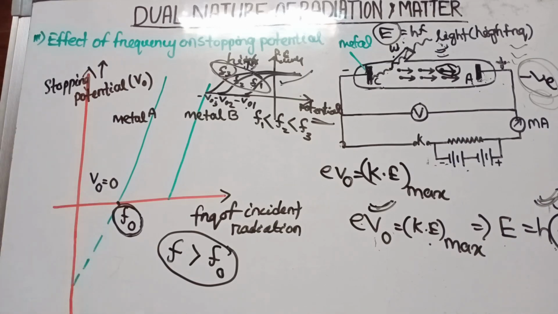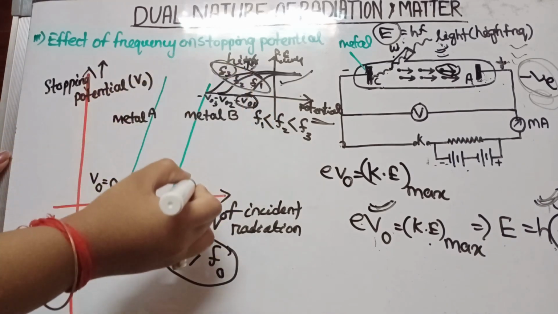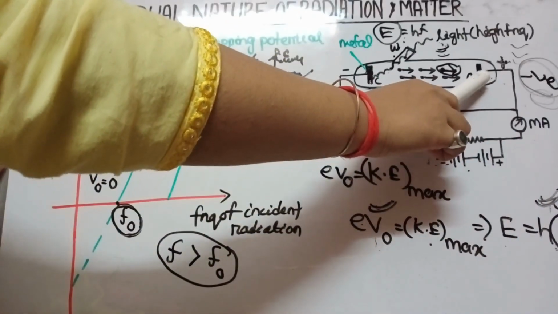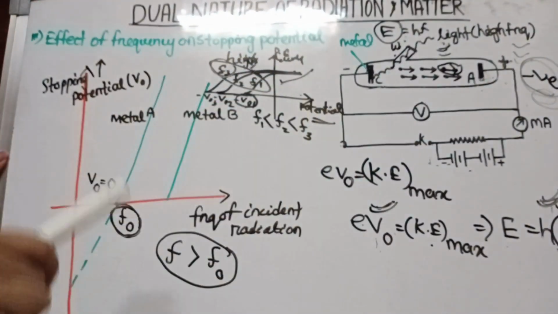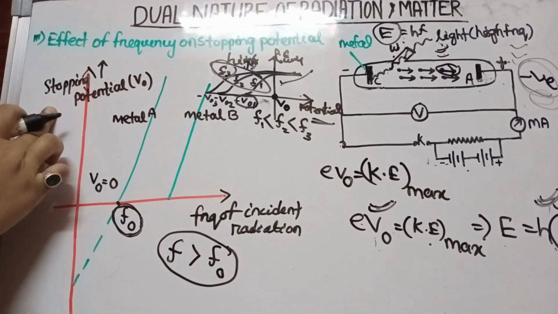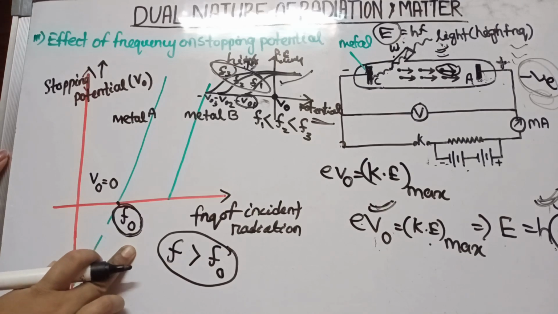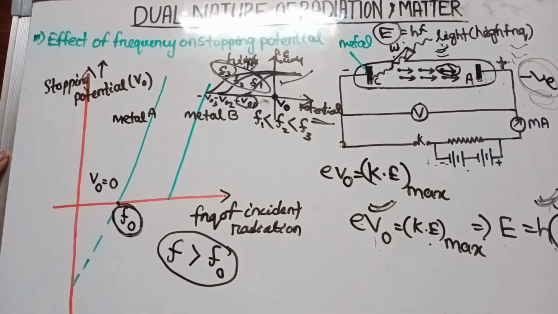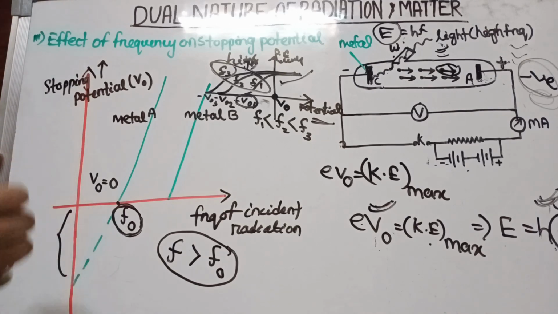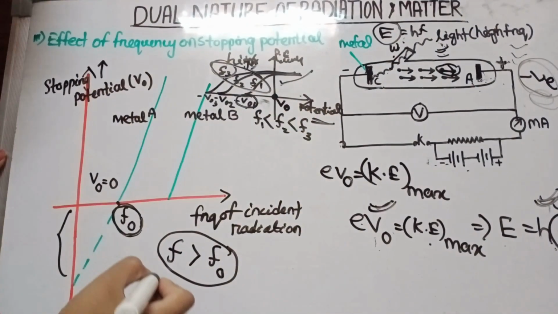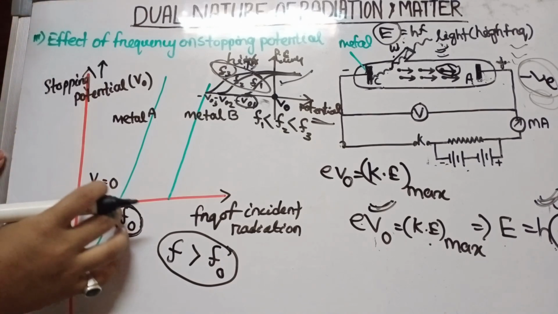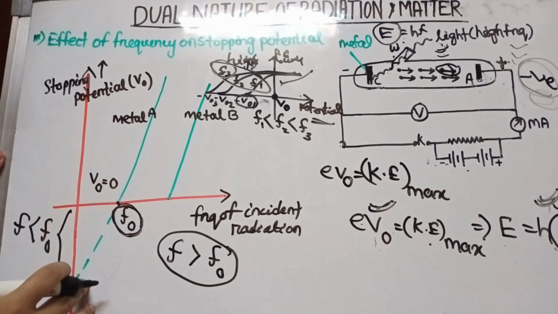Okay, what do you mean by stopping potential? The stopping potential indicates that as we increase the negative potential of the anode, the photoelectric current becomes 0. As we take the frequency along the x-axis and stopping potential along the y-axis, at the threshold frequency the stopping potential is 0. And below the threshold frequency, if we take an incident radiation whose frequency is less than the threshold frequency, in this region no photoelectric emission takes place.